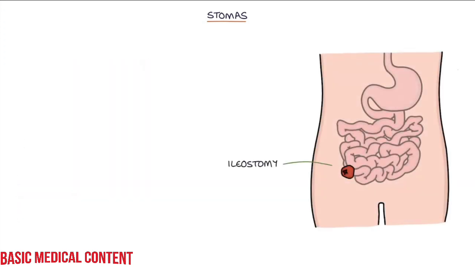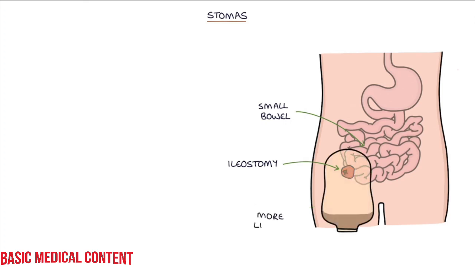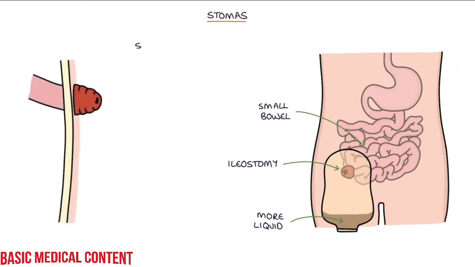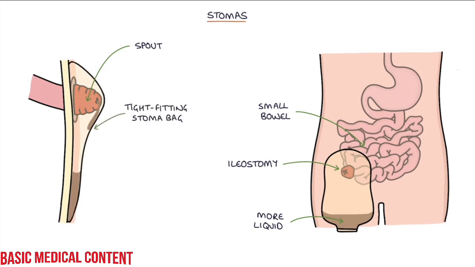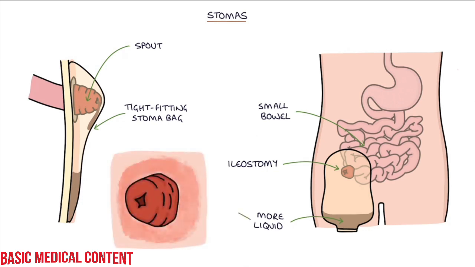An ileostomy is where the end portion of the small bowel or the ileum is brought onto the skin. The stools that come out of an ileostomy are more liquid because the fluid content of the stool is normally reabsorbed in the large intestine. Ileostomies have a spout which allows them to drain directly into a tight-fitting stoma bag without the contents coming into contact with the surrounding skin. This is because the liquid stools are very irritating to the skin. They're typically located in the right iliac fossa.